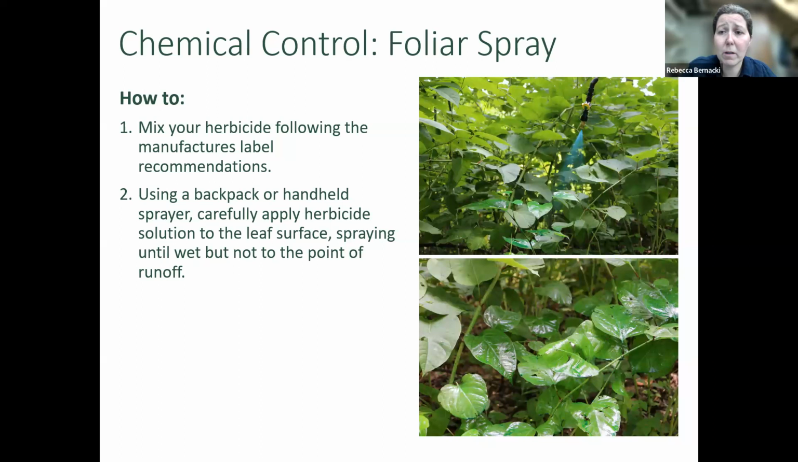A lot of the species I'm going to talk about today, in fact all of them, can be controlled with a foliar spray. So I just want to provide a little bit of background on that. To perform a foliar spray, what you would do is mix your herbicide following the label recommendations. And then you'll use a backpack or handheld sprayer to carefully apply the herbicide solution to the leaf surface. When you're doing so, you want to spray until the leaf surface is wet, but not to the point of dripping off. If you look at the pictures here, you can see that these leaves are getting nice and wet and coated in herbicide, but we're not spraying until there's pooling and ponding of leaves that's dripping off onto the soil.